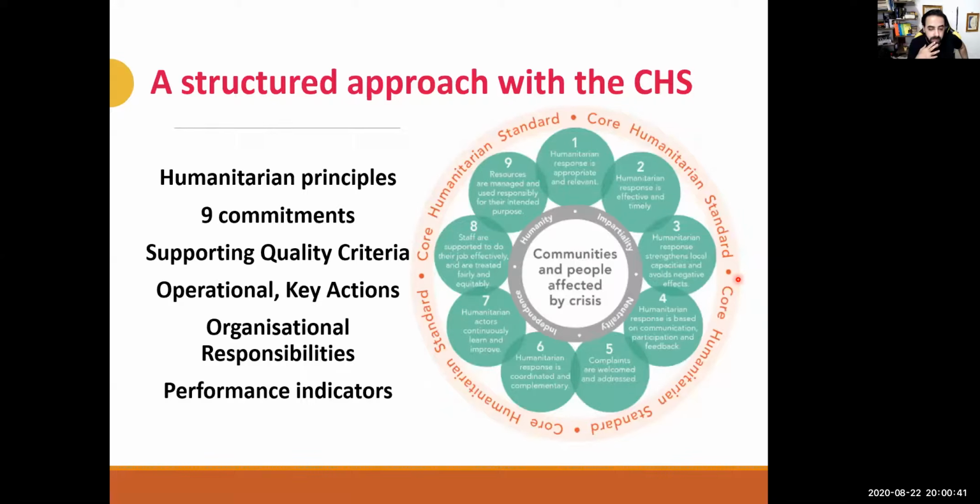Your organization will bring water, food, whatever they are bringing, and it should be relevant to what they are working on. Second, humanitarian response must be effective and timely. If we are in an emergency, you should not bring a development project because the need is different. Time is very important in humanitarian work. Humanitarian response should also train local capacity and avoid negative effects.